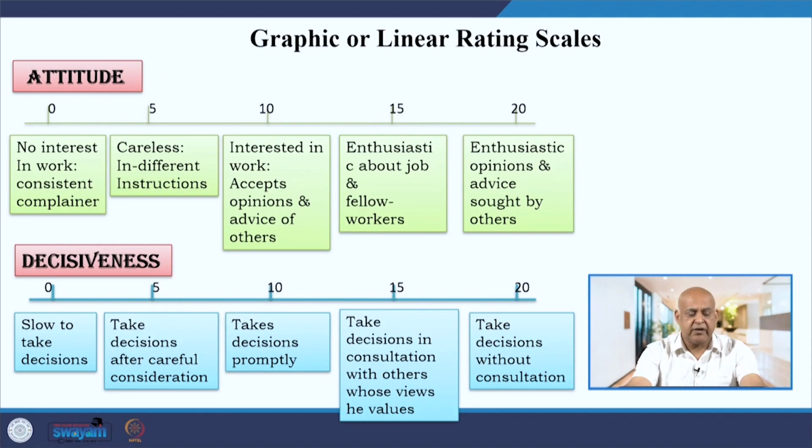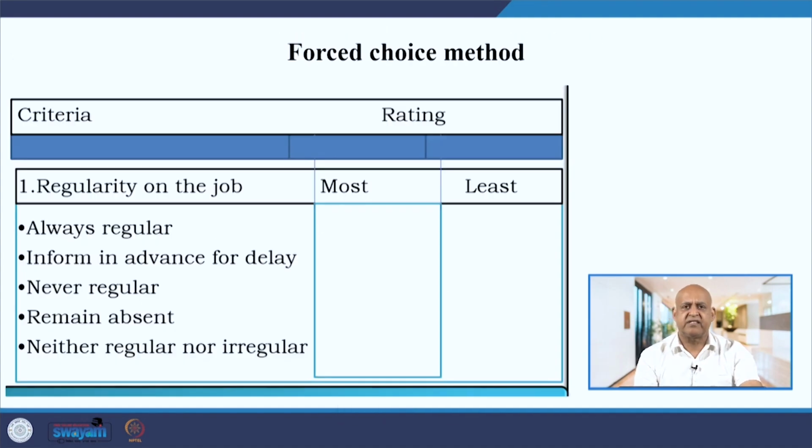Now, whenever we are talking about graphic or linear rating scales, it is from 0 to 20, from no interest in work to enthusiastic, with opinion and advice sought by others, with different levels of involvement. When we are talking about decisiveness, then it ranges from slow to take decisions to taking decisions without consultation, and in between there will be steps where decisions are taken carefully, or promptly, or in consultation with others.